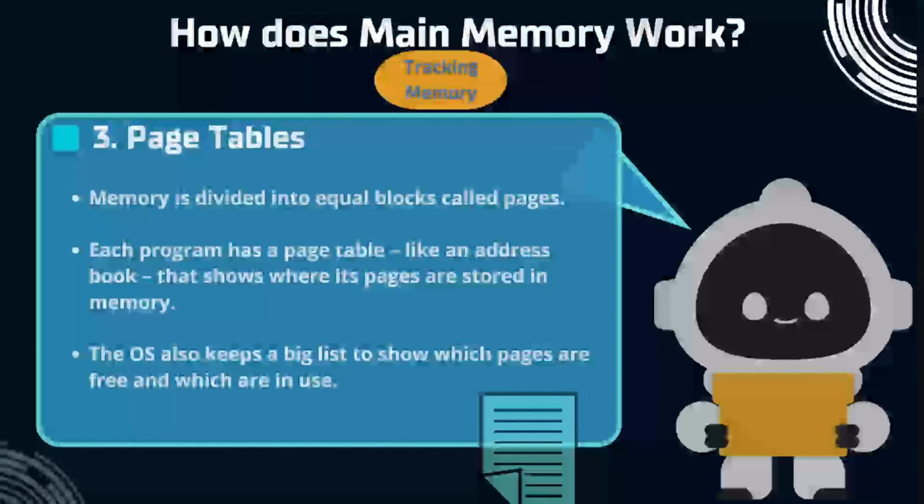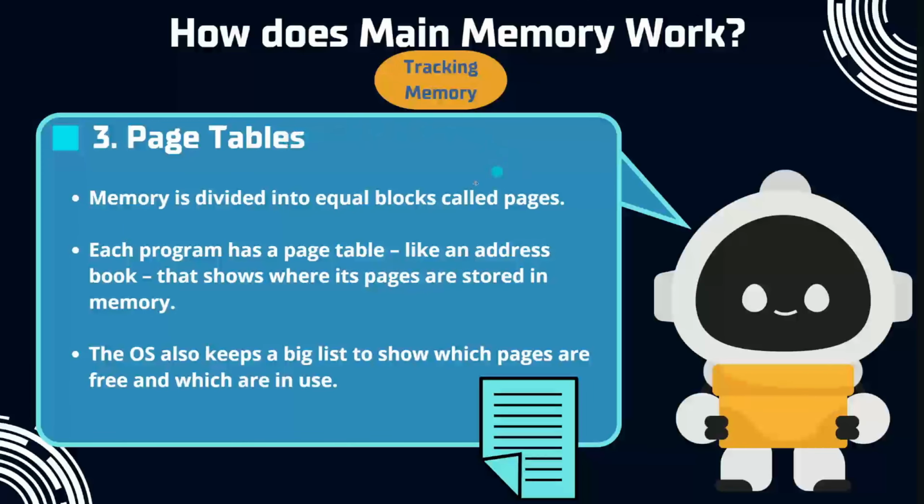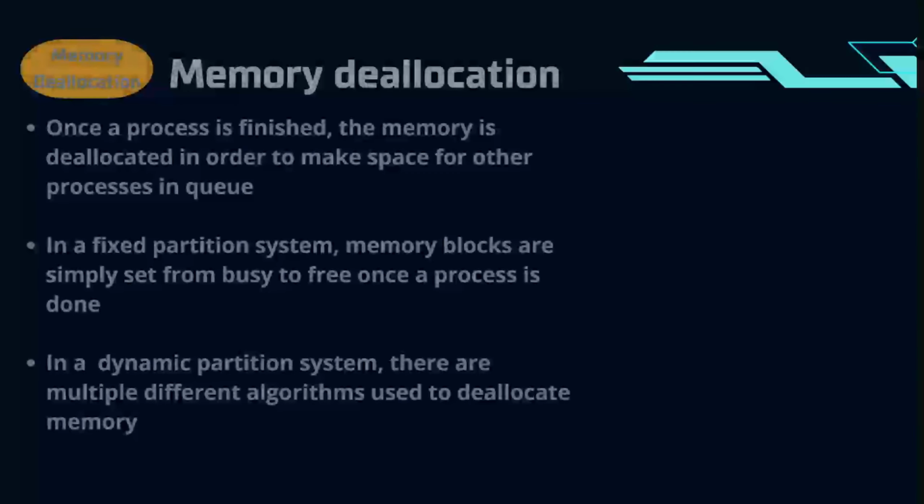Continuing in tracking the memory here, the third one is page tables. Memory is divided into equal blocks called pages. Each program has a page table. It is like an address book that shows where its pages are stored in the memory. The OS also keeps a big list to show which pages are free and which pages are in use.